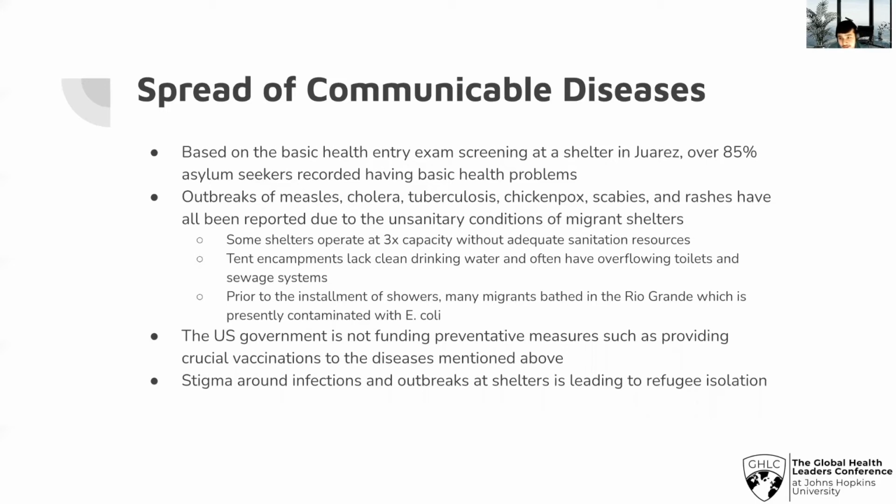Just one in Ciudad Juarez, where over 85% of asylum seekers have been reported as having at least some form of basic health problems. Some example diseases that are outbreaks in this region are measles, cholera, tuberculosis, chickenpox, scabies, and rashes. And it's all a result of the unsanitary conditions of migrant shelters. Currently, there are many shelters operating at 3 times capacity without the sanitation resources. The tent encampments lack clean drinking water and often have overflowing toilet and sewage systems.